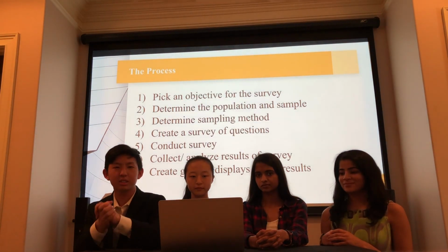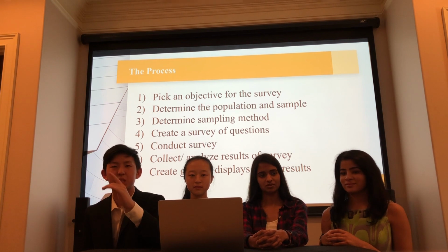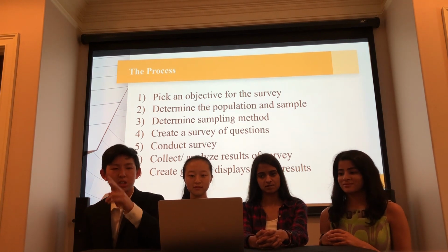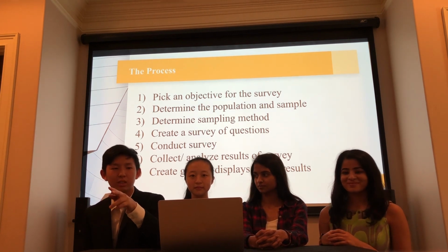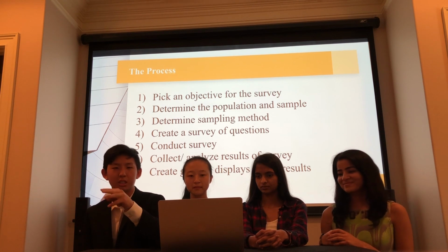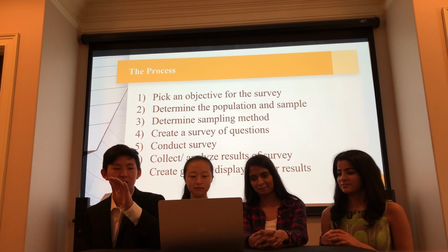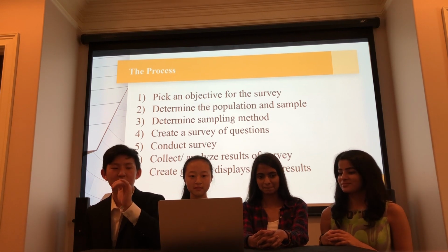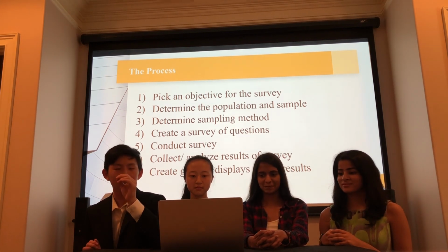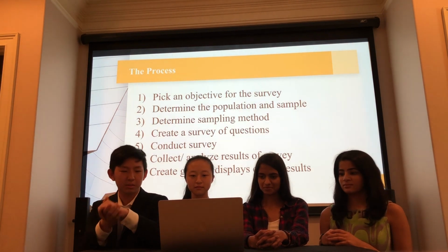Now, how are we going to do this? This is the process. Step 1, we're going to pick an objective for the survey. Step 2, we're going to determine the population and sample of this survey. Step 3, we're going to determine the sampling method. Step 4, create a survey of questions. Step 5, conduct this survey. Step 6, collect and analyze the results of the survey. And Step 7, create graphical displays of our results.